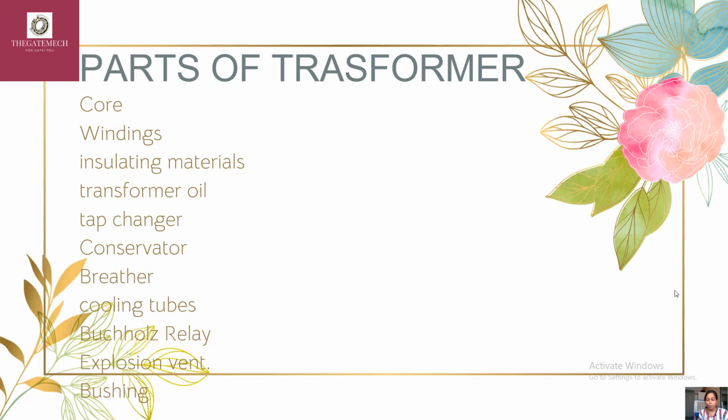Okay, so next point is the parts of a transformer. What kind of parts or components do we use in a transformer? First is the core. Second is winding, then insulating material like paper and cardboard. Transformer oil is also an insulating material. Then tap changer, conservator, breather, tubes, relay, explosion vent, and bushing. The main components of a transformer are core, winding, and bushing. These three are the main components of a transformer.